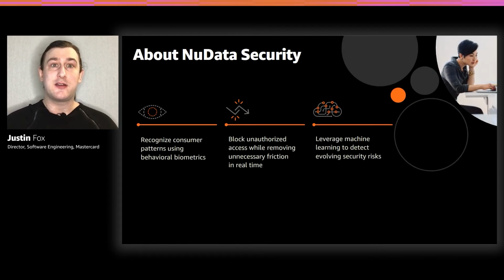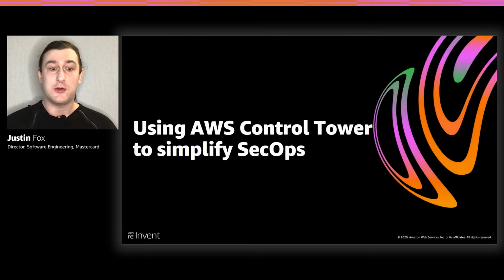We recognize consumer patterns using behavioral biometrics and block unauthorized access while removing unnecessary friction in real time, lowering the barrier of entry to security solutions while easing the journey for the end consumer. We leverage machine learning to detect evolving security risks in real time, and we have a continual feedback loop to make sure that our events and our secure solutions are the best that they can be. With the company overview over, let's jump into how we use Control Tower to simplify security and operations, or SecOps.